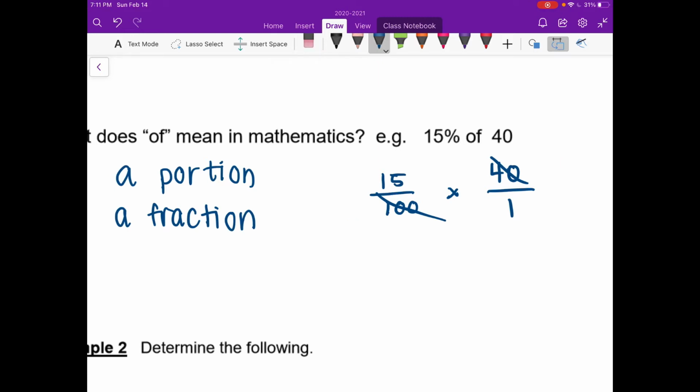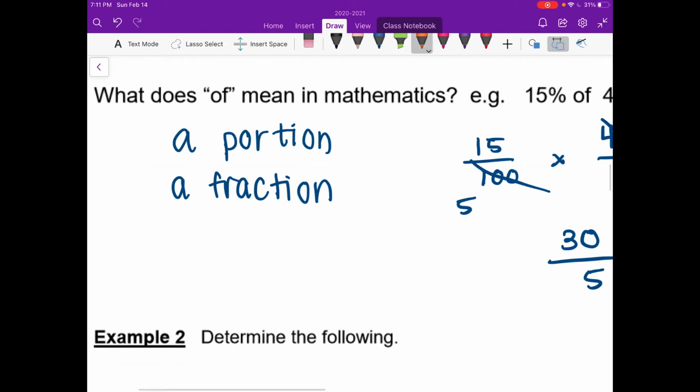So 40 divided by 20 is going to give me 2. Right, 10 divided by 20 is going to give me 5. So 15 times 2 is 30 over 5, which is the same thing as saying 6. Right, that's one way to do it.